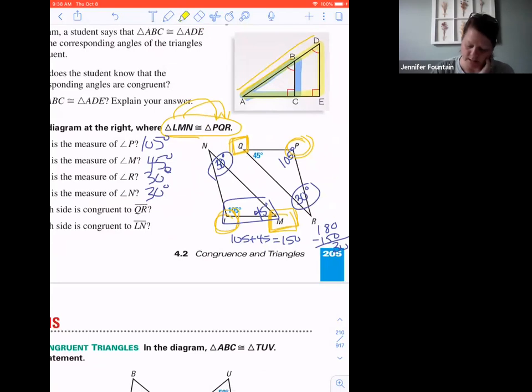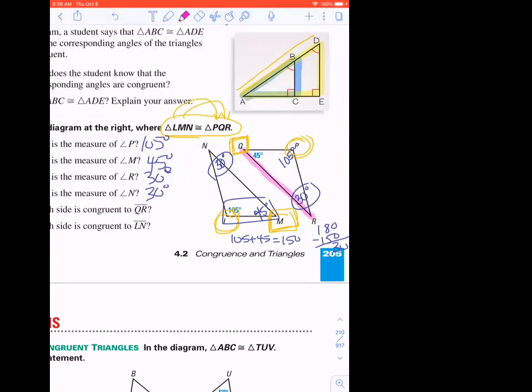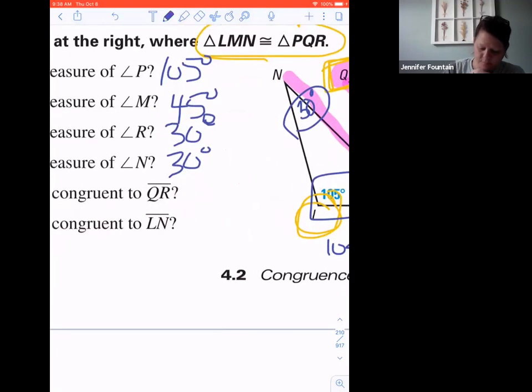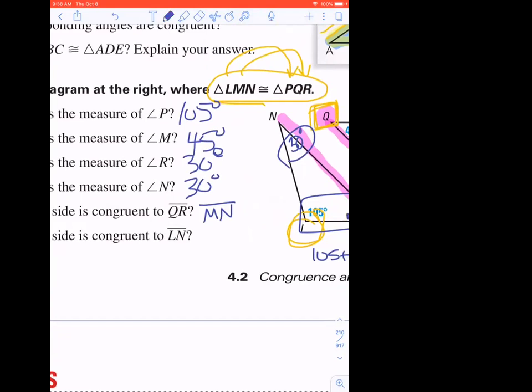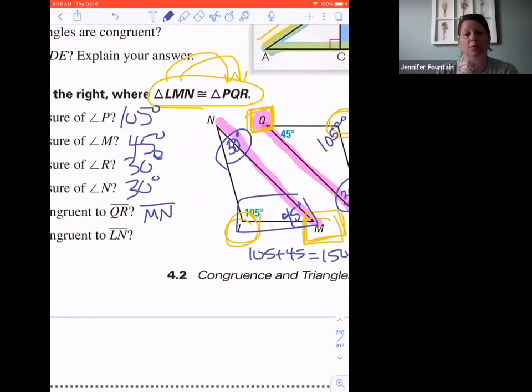So what I'm going to do is I've got QR. Let me make it a different color so it'll stand out. MN. Okay, so QR, and notice that I started at point Q at 45 degrees. Therefore, it's going to be MN. So when you're working these out, you just have to look for the things that are alike. Yes, you've got to look for the corresponding locations.